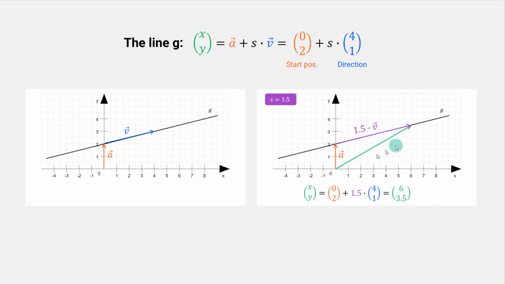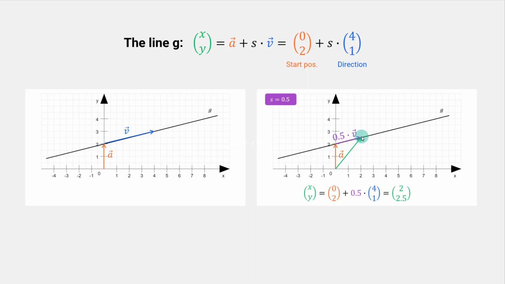And the resulting vector, so the green one, that's a position vector that points to a point here on the line. Points to the point (6, 3.5). So that's one point that we got by plugging in 1.5. We can plug in a different value. So let's see what we get if we plug in 0.5. In this case, well, again, we have the position vector. Now we add 1/2 times the direction vector. So we don't go up all here, but just until the middle point of it.